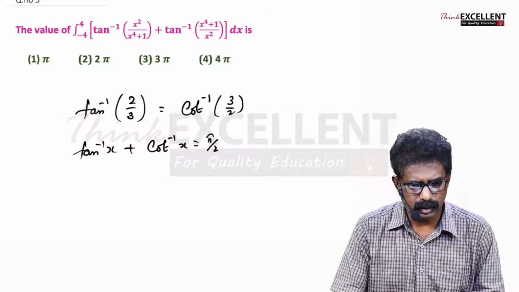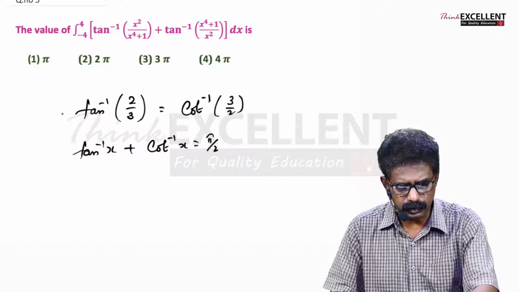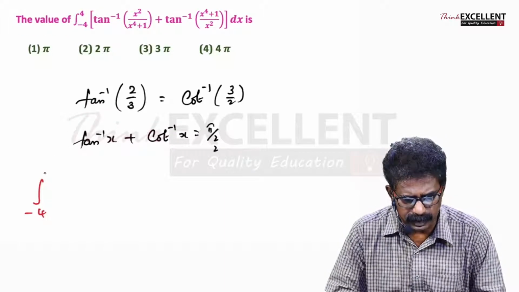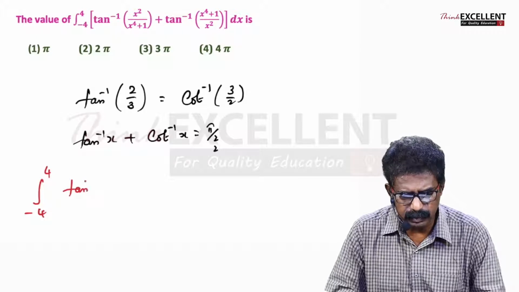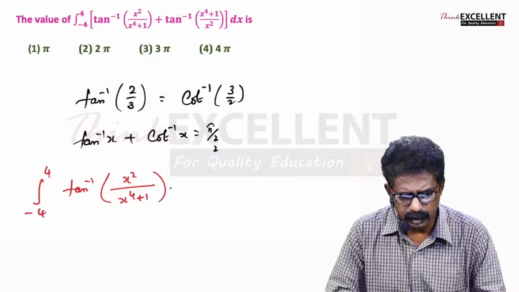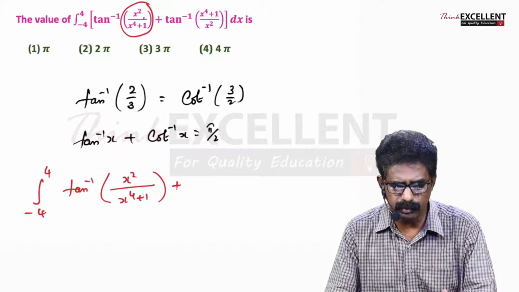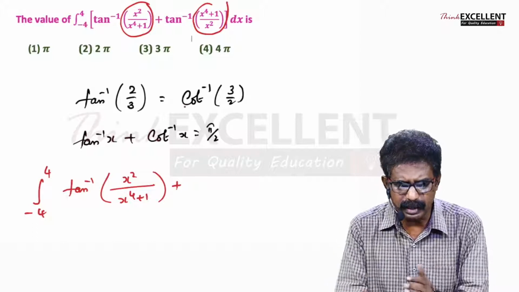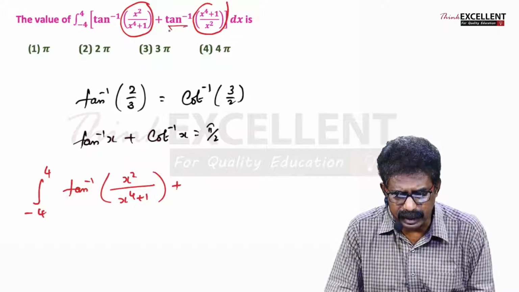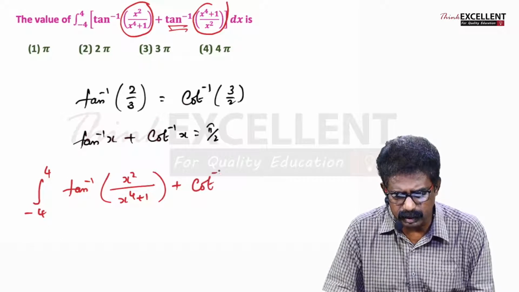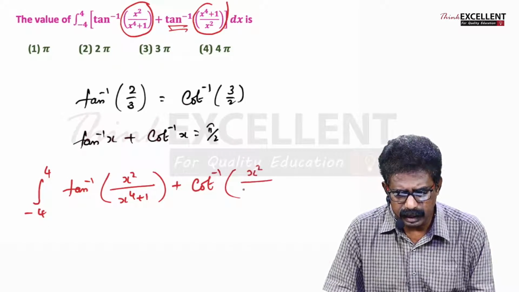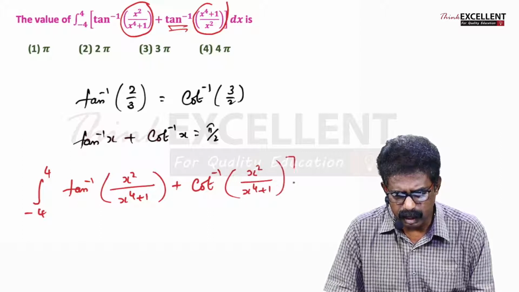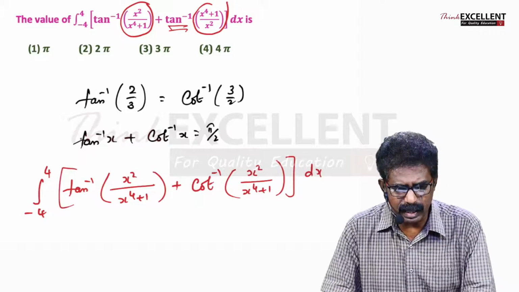So listen, the question is integral from minus 4 to plus 4 of tan inverse of x square by x raised to 4 plus 1, plus, next you see, this is x square by x raised to 4 plus 1. The other one is exactly the reciprocal, right? So to make them same, I'm going to take the reciprocal. So tan reciprocal is cot. So cot inverse, you write the reciprocal, you'll get x square by x raised to 4 plus 1, dx. Now you see that both the values are same, right?